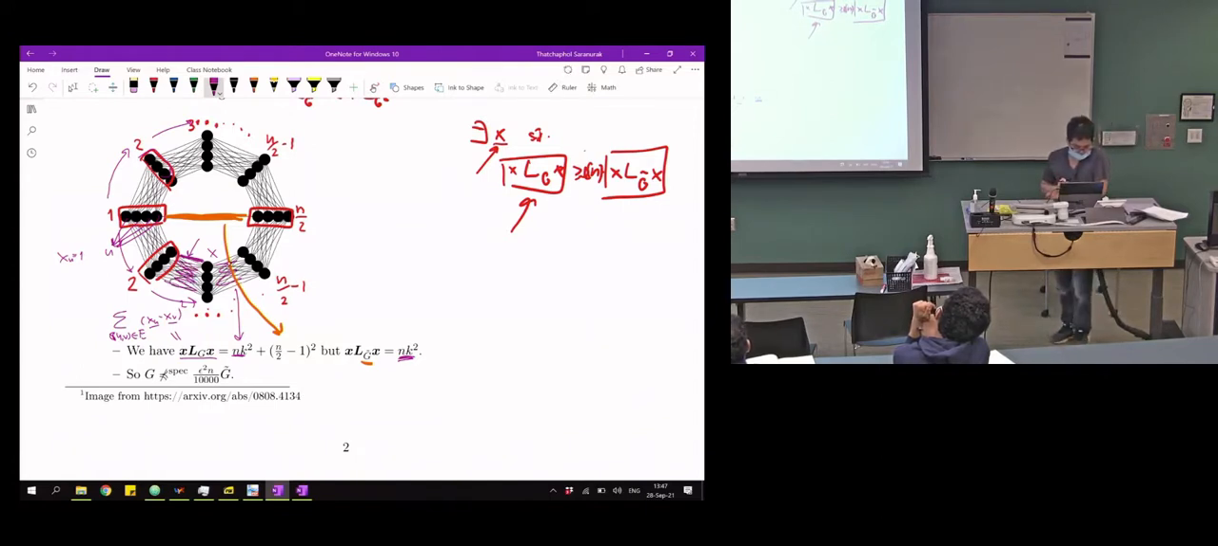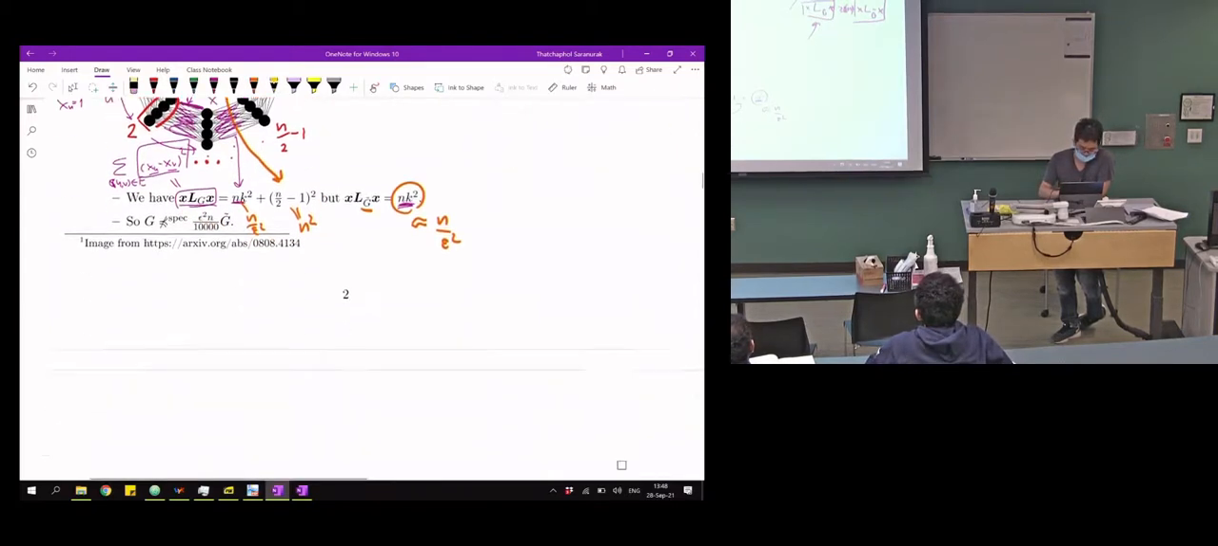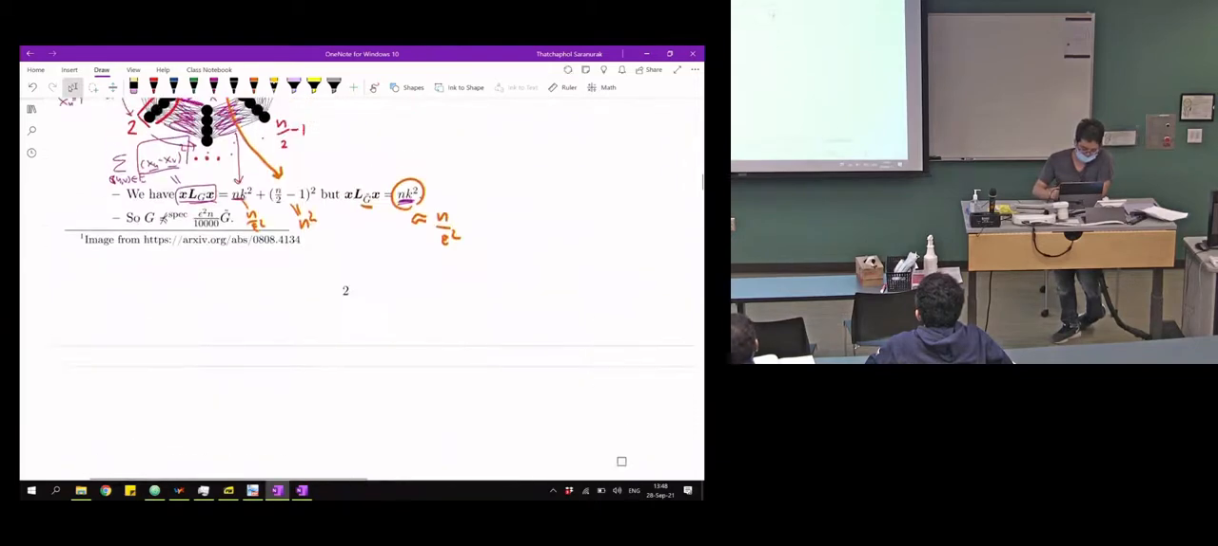Okay. So these purple edges, each of these will contribute just 1 into the sum of xlx for both of them. But the orange one will contribute something like n square. So this is something like n over epsilon square, but this is n square. So you see, when epsilon is a constant, this part is an n factor bigger than this one. Yeah. So that's the example.